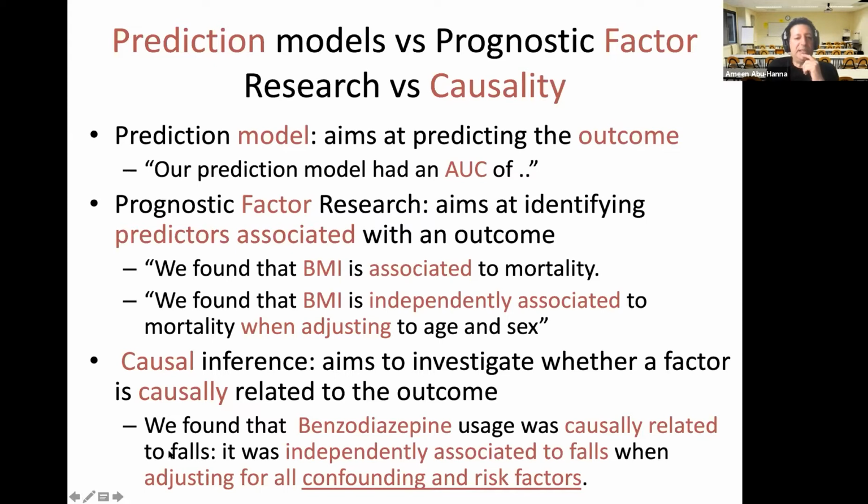So you could see, for example, a paper saying, we found that benzos, the usage of these medications, was causally related to falls. In that case, we have to find an independent association between what you want to study and the outcome, but you have to correct for very specific kinds of variables. Those we call confounders, and those we call risk factors. Just a very short example.